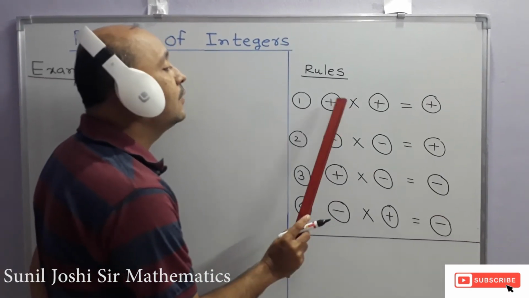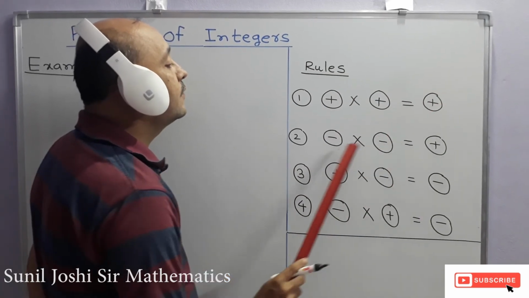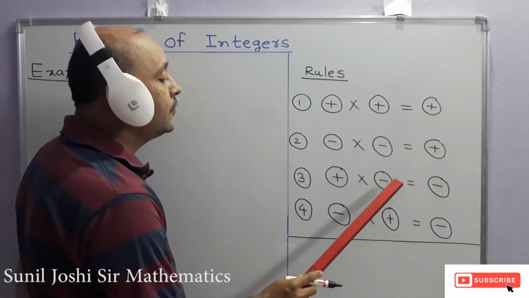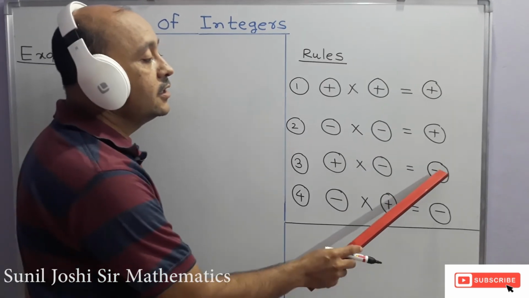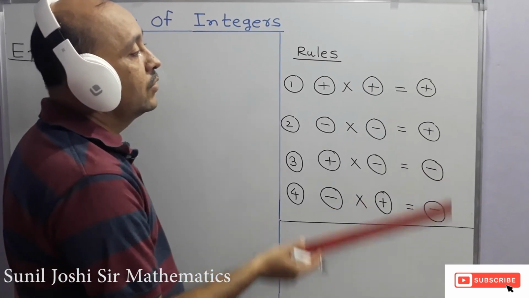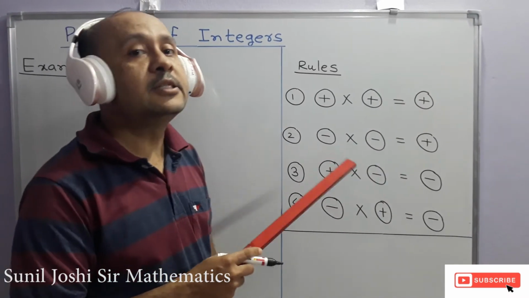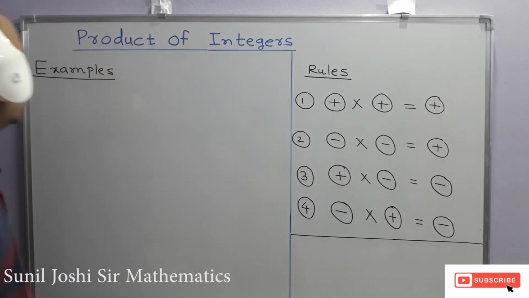So once again I will tell you, positive into positive, the answer is positive; negative into negative, the answer is positive; and out of two integers, if one integer is negative, then the answer is negative. So as compared to addition and subtraction, one can say the product of integers is a very easy concept. So let us go to the examples based on these rules.